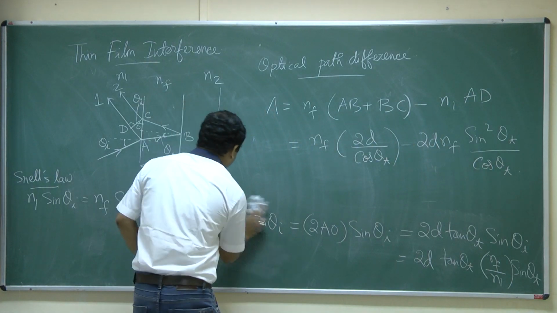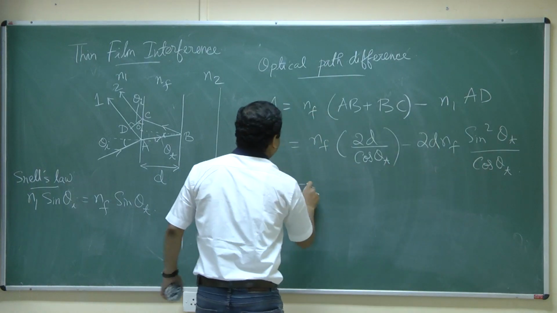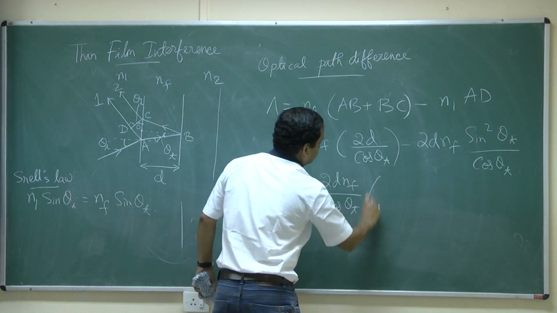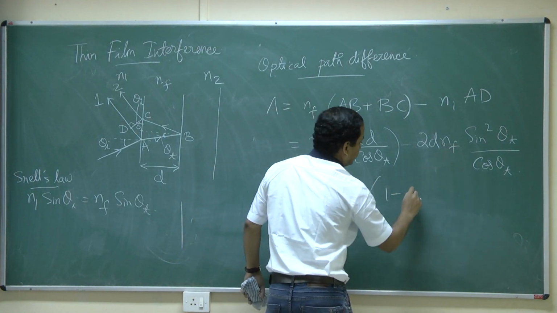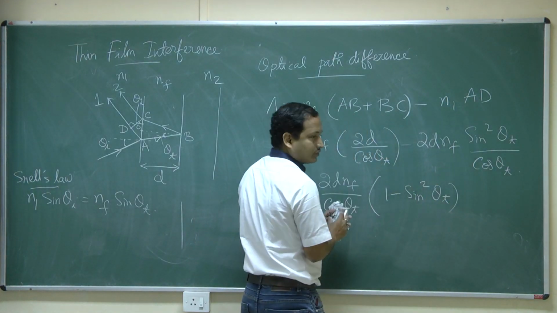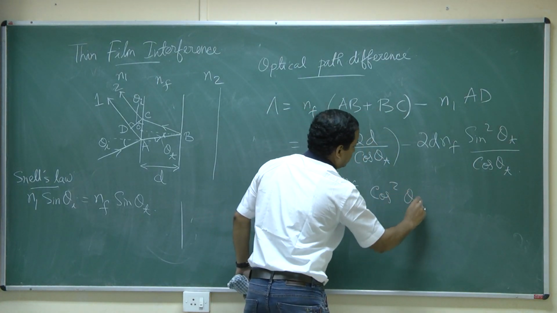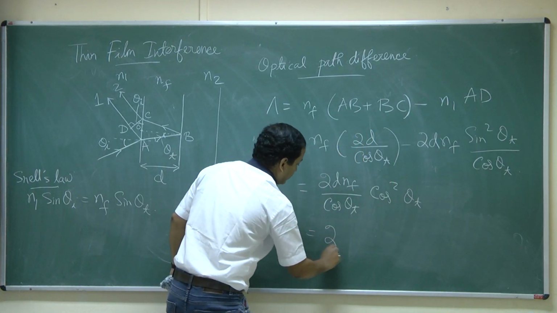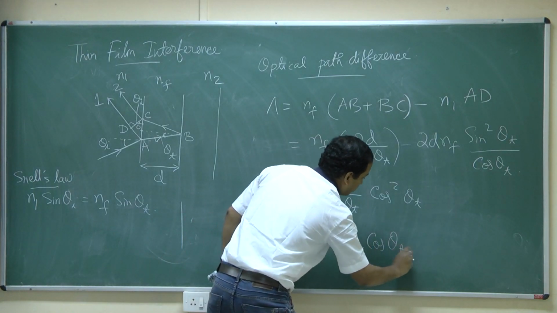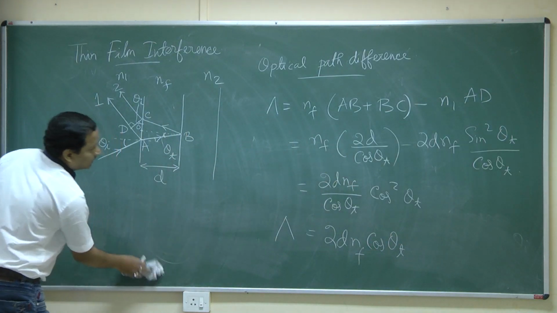Okay, so that's what we have, and then we can simplify it, and basically we can take 2d nf by cos theta t common. This would be 1 minus sine square theta t, which is nothing but cos square theta t. So let me just write that. So cos square theta t and cos theta t would cancel, and the net optical path difference would come to be 2d nf cos theta t. Okay, so that is the path difference that one gets.